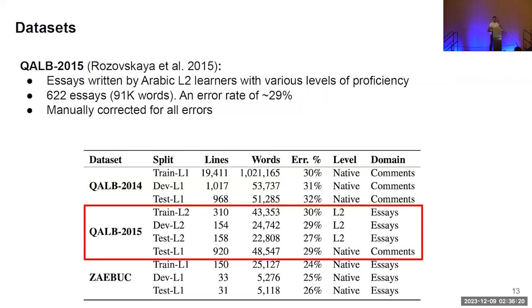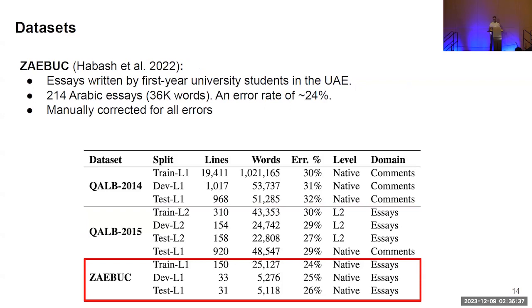The second dataset is the QALB 2015 shared task that contains about 600 essays written by Arabic language learners, and the essays have an error rate of about 29%. Again, everything was also manually corrected. And lastly, we use the recently developed ZAEBUC dataset that has about 200 essays written by first-year university students who are native speakers in the UAE. This dataset has an error rate of 24%, and again, everything was manually corrected.